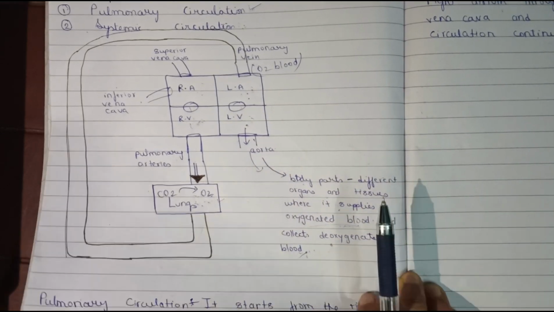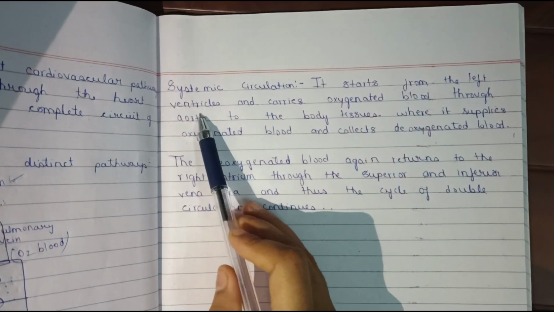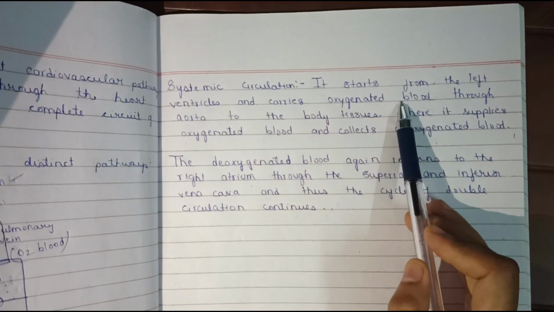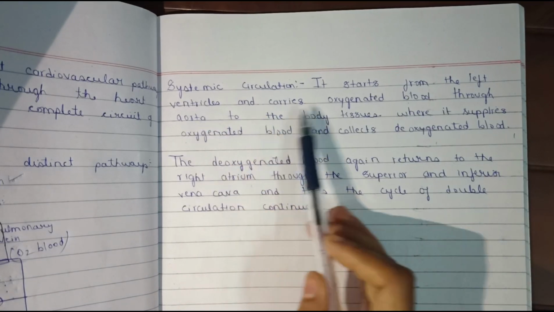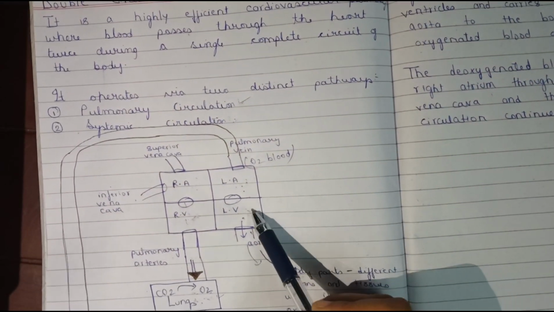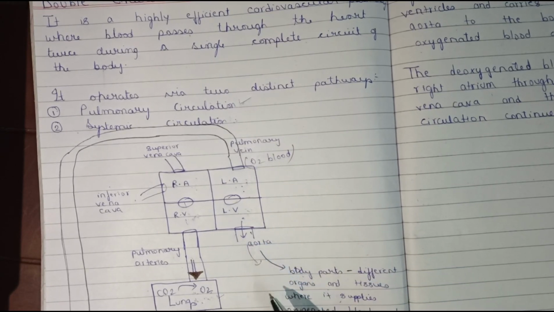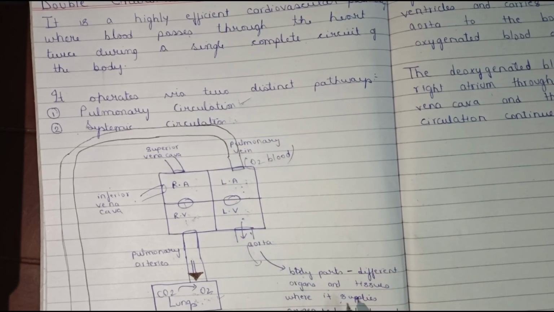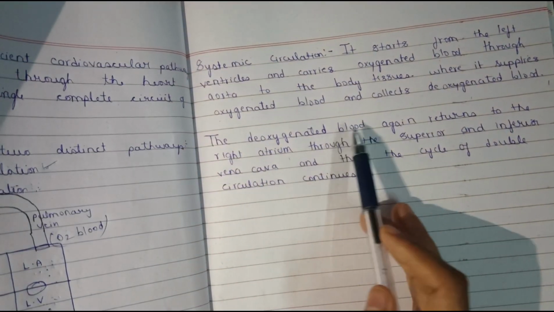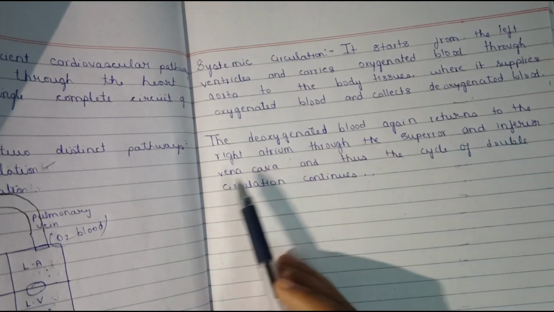Now let us understand what is systemic circulation. So see, systemic circulation starts from the left ventricle and carries oxygenated blood through the aorta to the body tissues, where it supplies oxygenated blood and collects deoxygenated blood. Now this deoxygenated blood again returns to the right atrium through the superior and inferior vena cava.